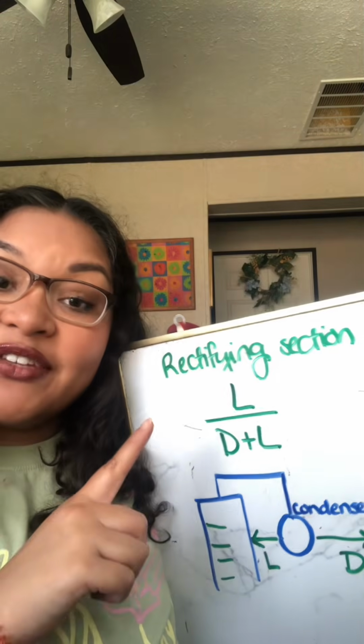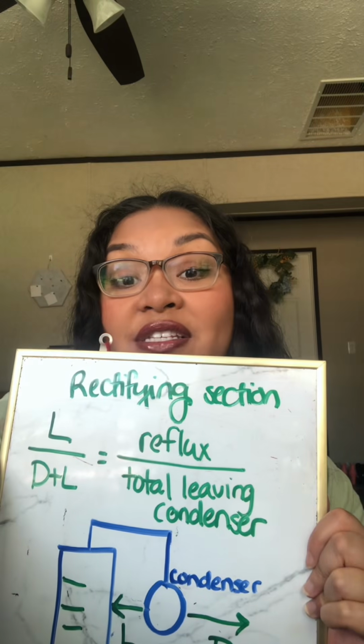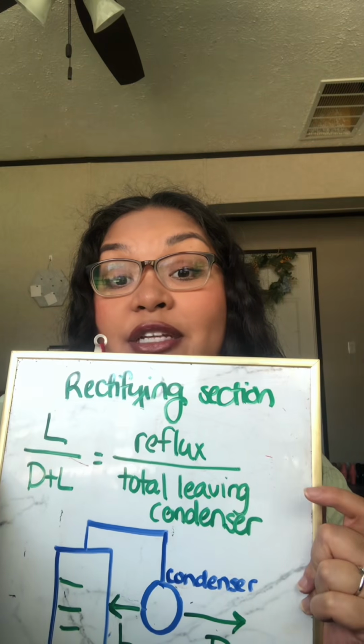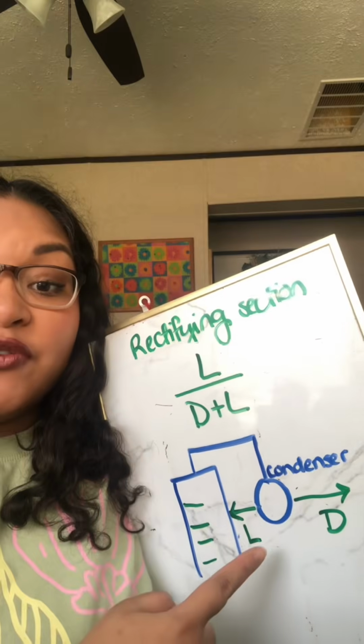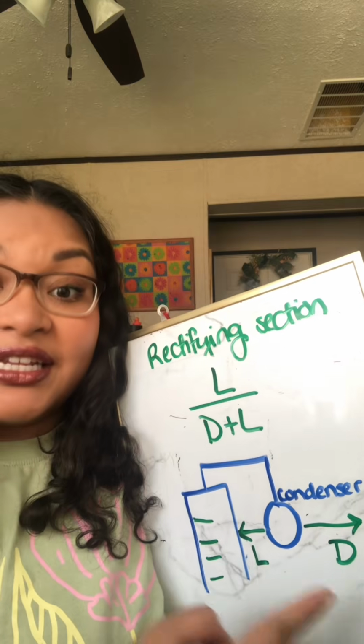The slope of the rectifying section's operating line is L over D plus L. You can also think of the slope as the reflux divided by the total leaving the condenser. L stands for what is getting refluxed back into the distillation column, whereas D is the distillate, which leaves the condenser and eventually goes to the customer.